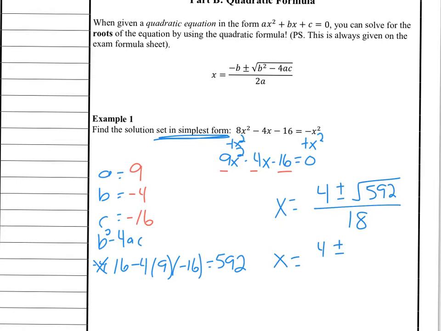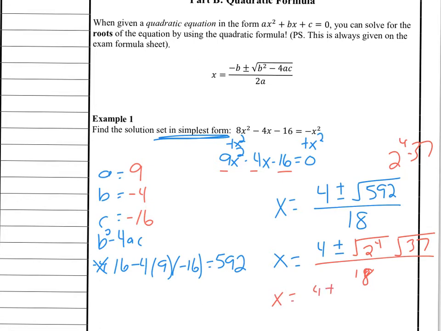So this becomes 2 to the 4th times 37. And 37 is a prime number. That's just how it works out. So I'm going to have a square root that I know, and I can halve the exponent, and then a root that I have left over, all over 18.